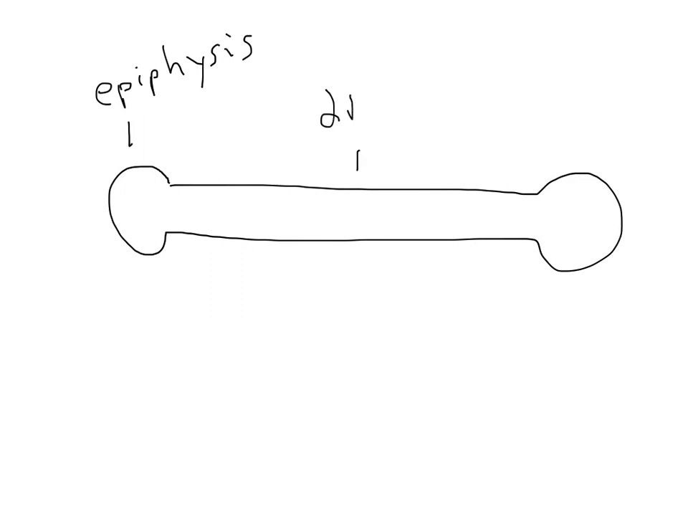Finishing up with Chapter 6 and the long bone. The expanded ends of the long bone are referred to as epiphysis or epiphyses, plural. The shaft is the diaphysis. And in between is what we call the growth plate or the epiphyseal line. You would have one on each end.